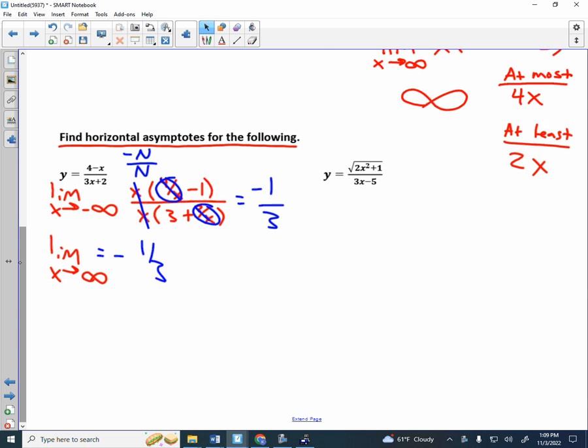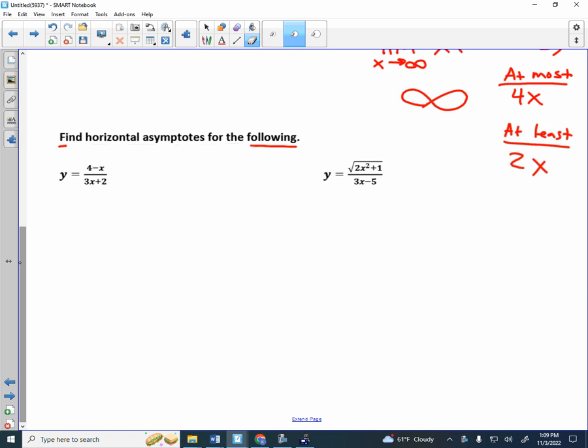Yep, exactly. And we'll show you that right here. So let's try this one out. And this time I'm actually going to start by plugging in the negative and the positive so we can make the determination right away. Limit as x goes towards negative infinity and limit as x goes towards positive infinity. Okay?